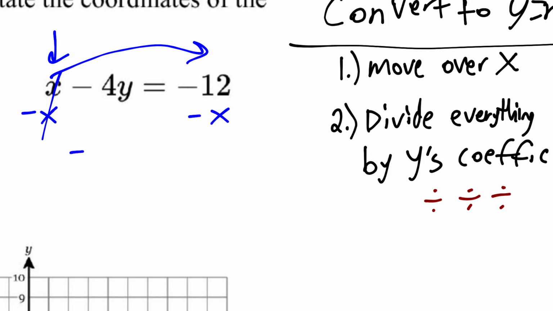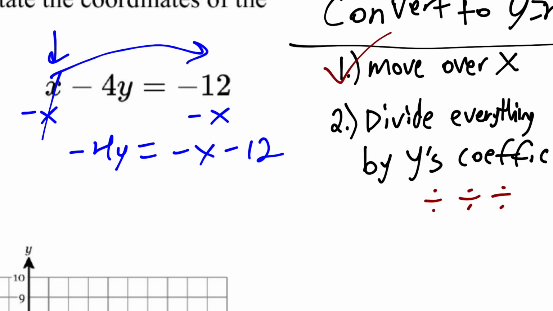Here it cancels out, and I have negative 4y is equal to, and you can write this one of two ways. You can write negative 12 minus x, but usually we write it as negative x minus 12. And that's simply because it's y equals mx plus b, not b plus mx. Remember that the 12 and the x cannot combine because they're not like terms. So check, I've done that.